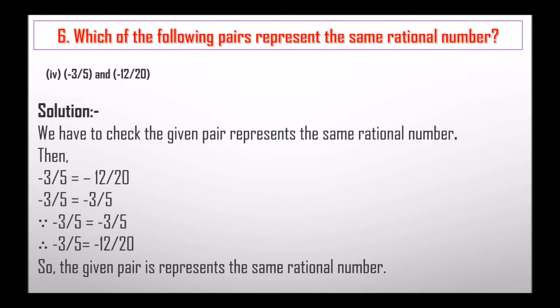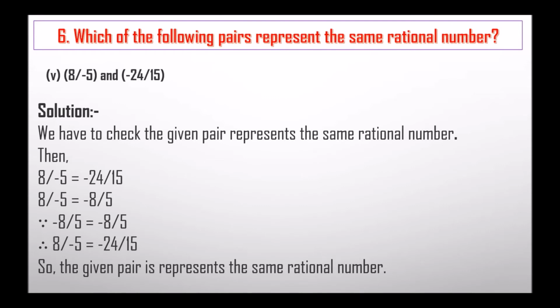Minus 3 upon 5 and minus 12 upon 20. We can cut 12 upon 20, so it is minus 3 upon 5. So minus 3 upon 5 equals minus 3 upon 5. Therefore minus 3 upon 5 equals minus 12 upon 20. So the given pair represents the same rational number.